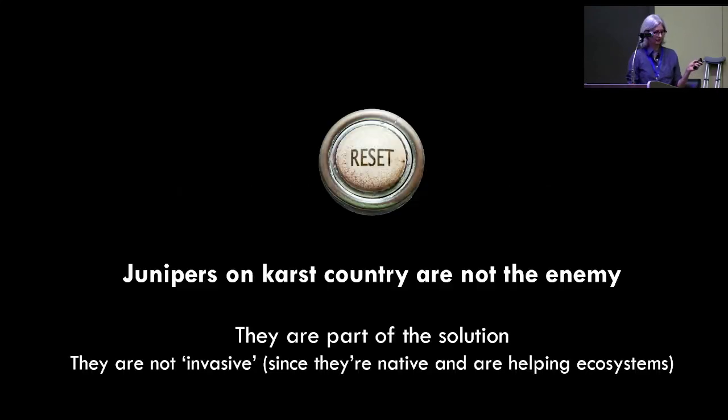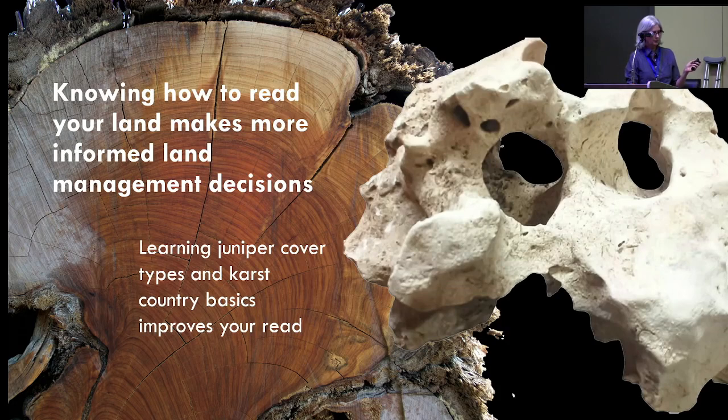Concluding comments. Junipers on karst country are not the enemy. They are part of the solution. They are not invasive, since they are native and they're helping ecosystems. The word invasive means causing harm, and I hope I proved in my little short talk today that they are beneficial, not harmful. Knowing how to read your land makes for more informed land management decisions. Learning juniper cover types and karst country basics improves your read.